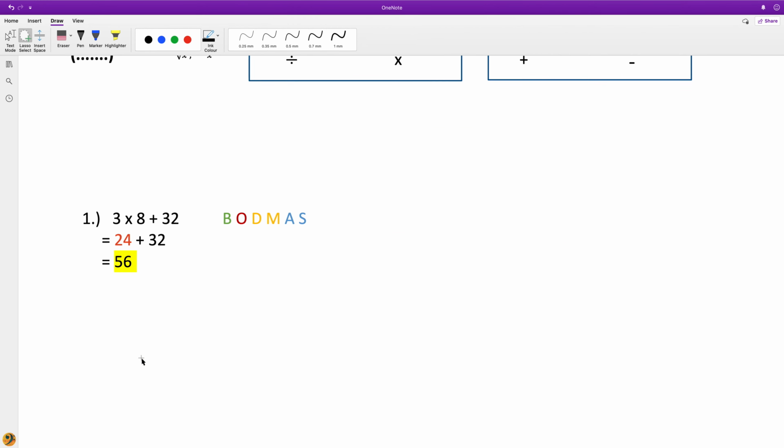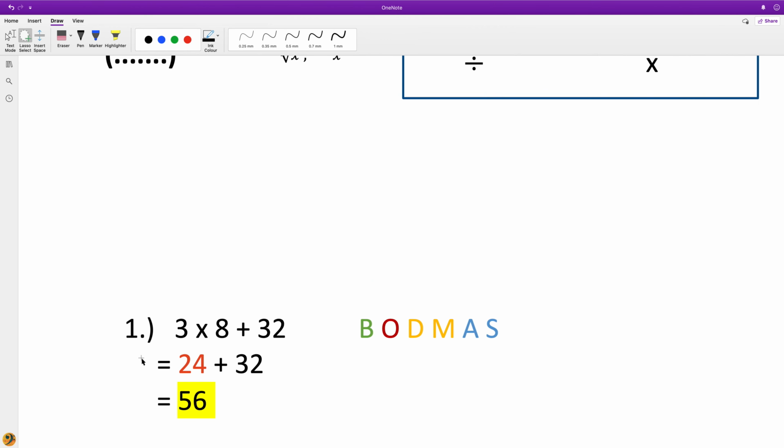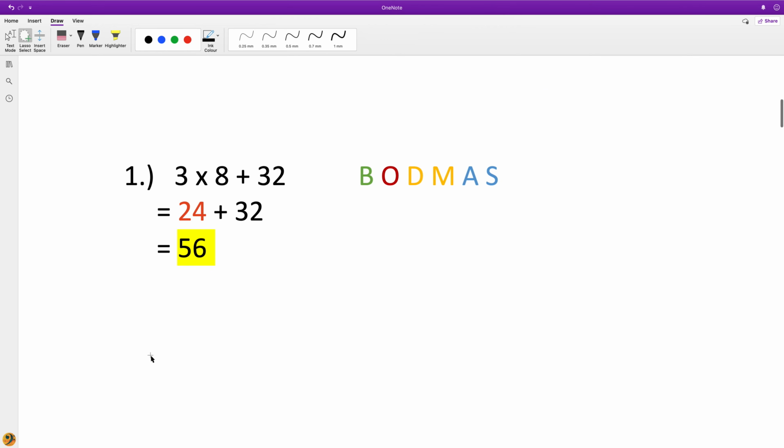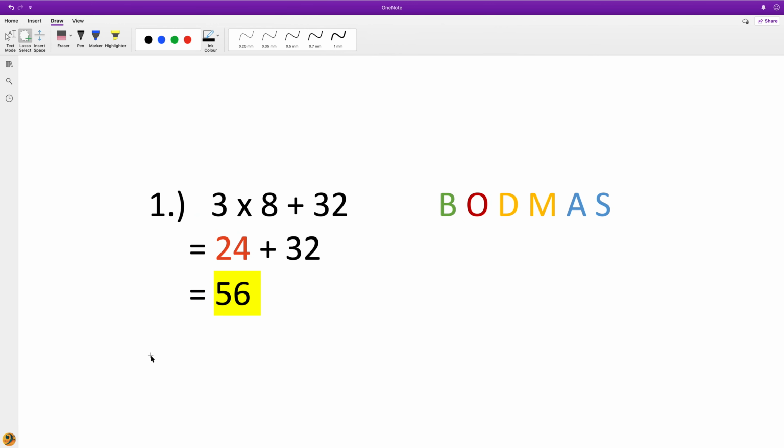If I just zoom this in a bit more. The first one we have here is 3 multiplied by 8 plus 32, and we've just kept our rule over here, BODMAS, indicating brackets is the highest order, then orders, division and multiplication being the same ranking order, and addition and subtraction being the lowest but similar ranking order.